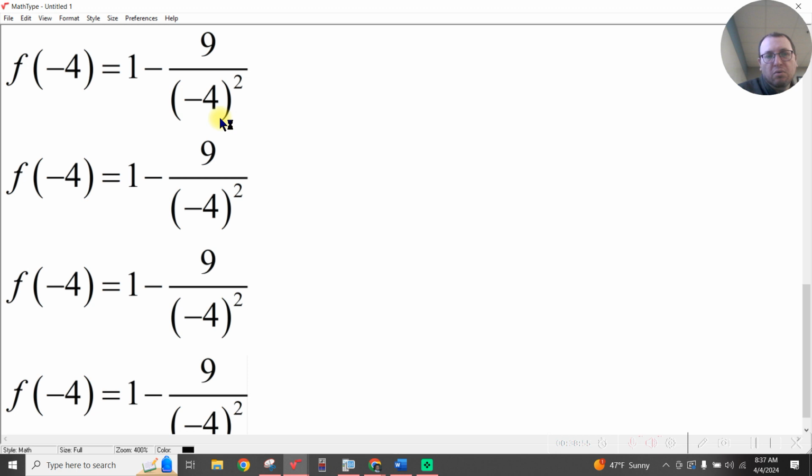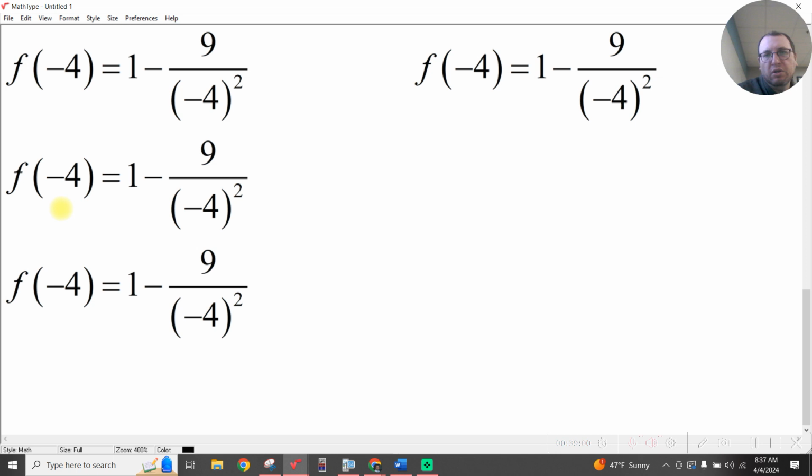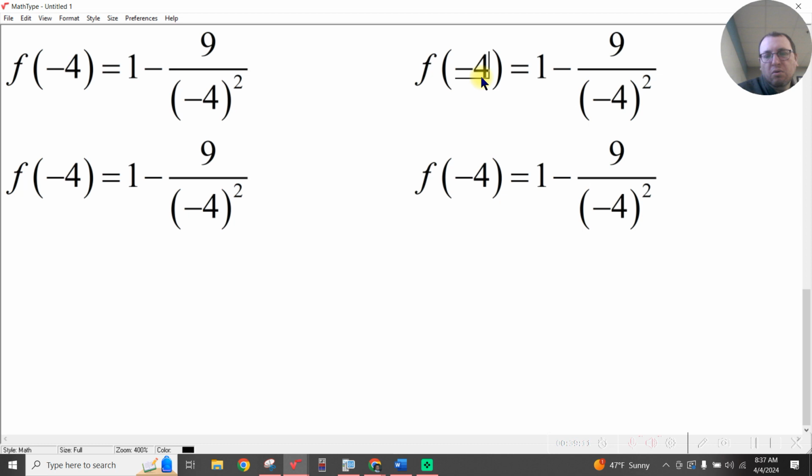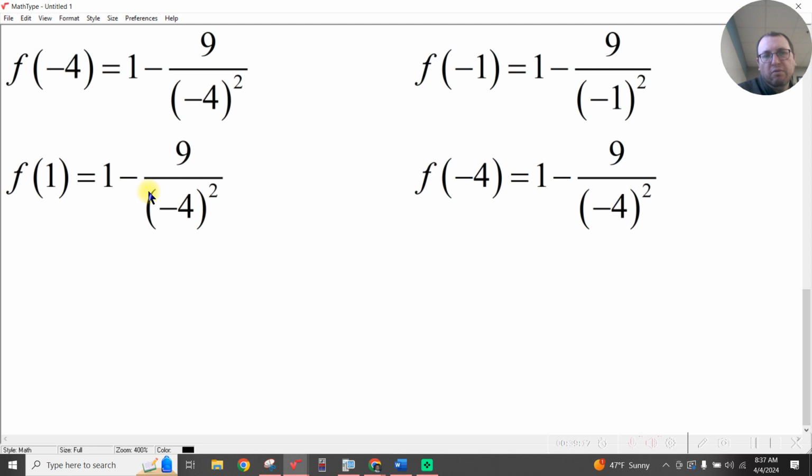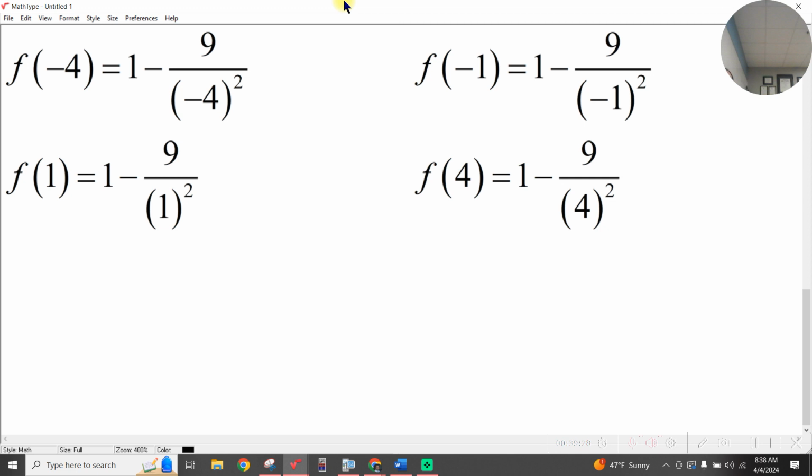Tell you what, I'm going to try to save a little bit of room here. Do it this way. Negative 4, negative 1, positive 1, and positive 4. Whew! Going to say here, so what? No, that would be positive.